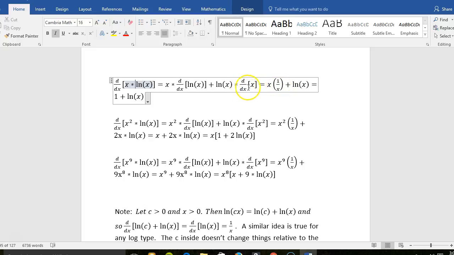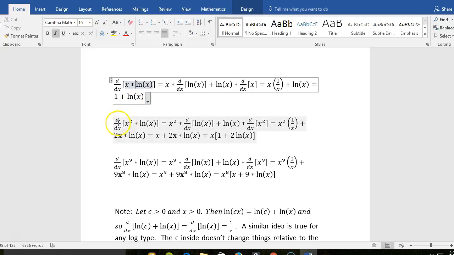And now the derivative of x is just 1. But 1 times natural log is just the natural log itself. Now x times 1 over x is going to wind up being 1, which is kind of strange how this whole thing turned out. So we get 1 plus the natural log of x. So the derivative of x natural log of x is 1 plus the natural log of x.